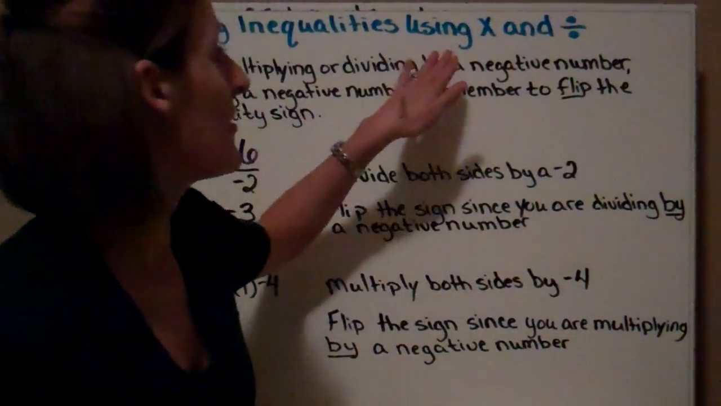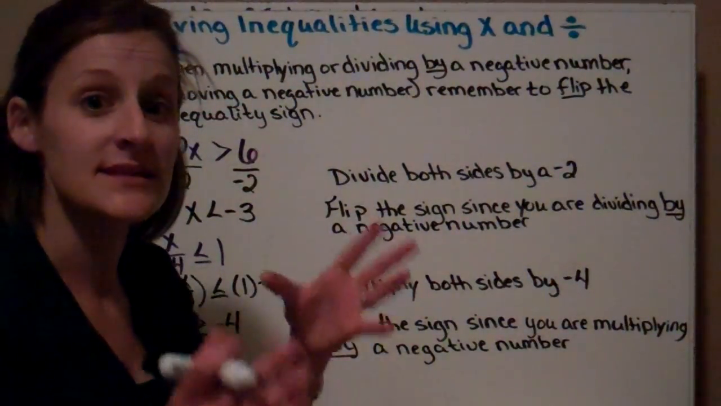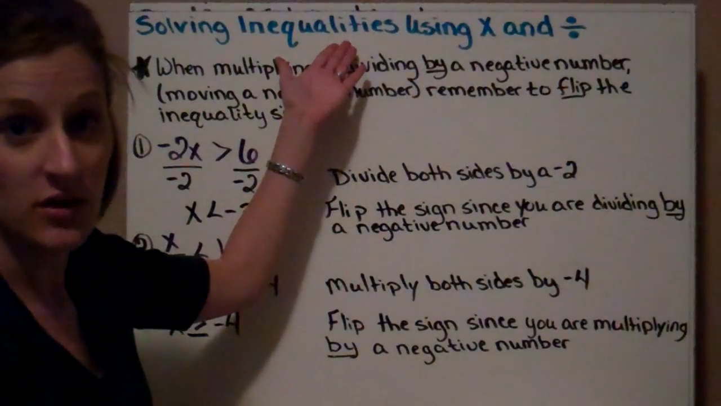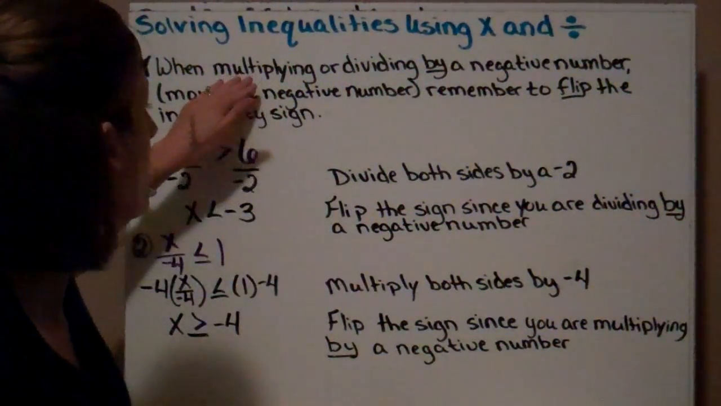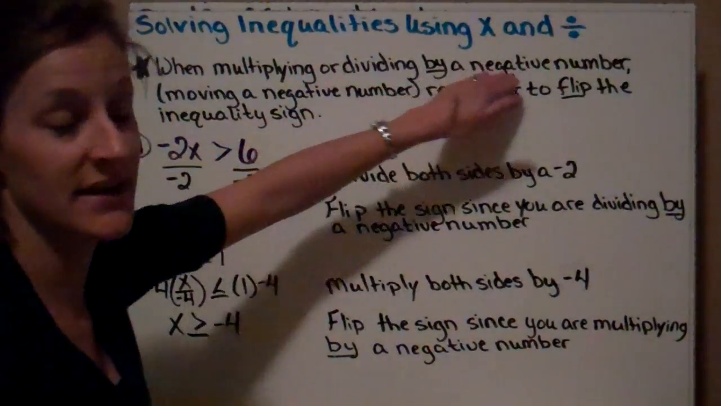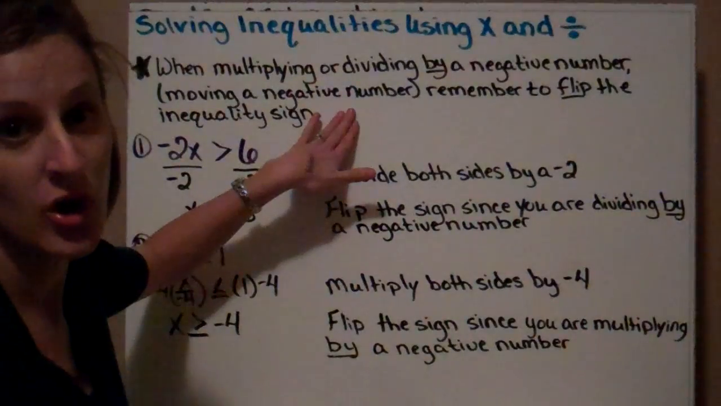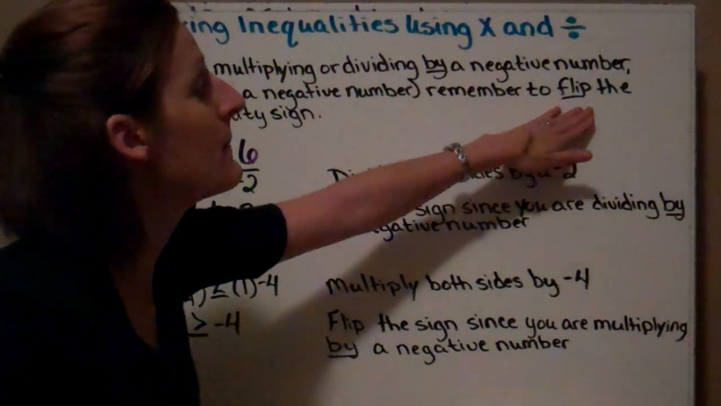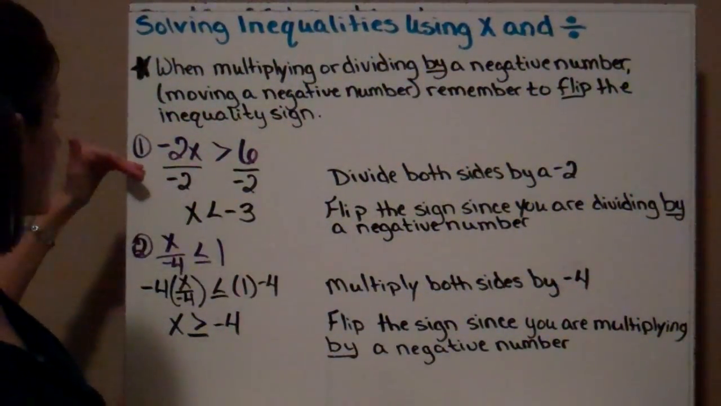Alright, solving inequalities using multiplication and division. Now this, again, is the same way we solve equations, we're doing inequalities now. But there's one key difference. When you're multiplying or dividing by a negative number, what I like to say is when you're moving a negative number away from x by multiplying or dividing, you need to remember to flip the inequality sign. So let's look at some examples.